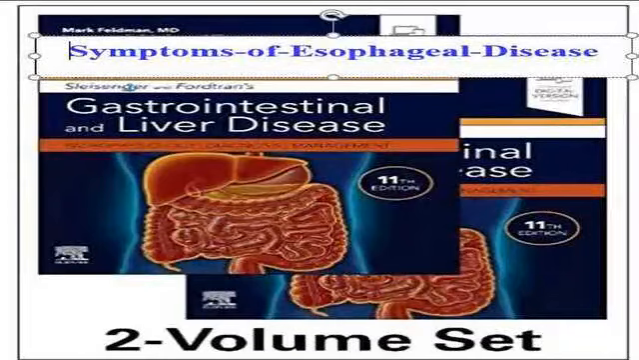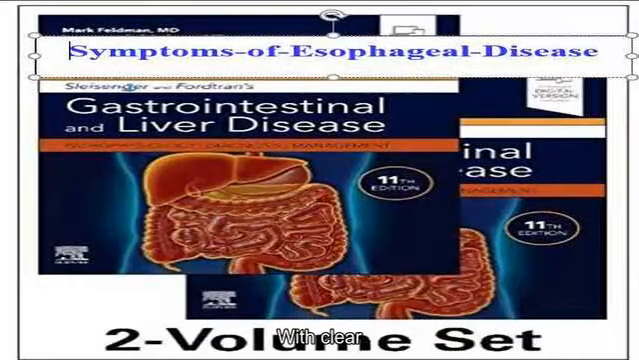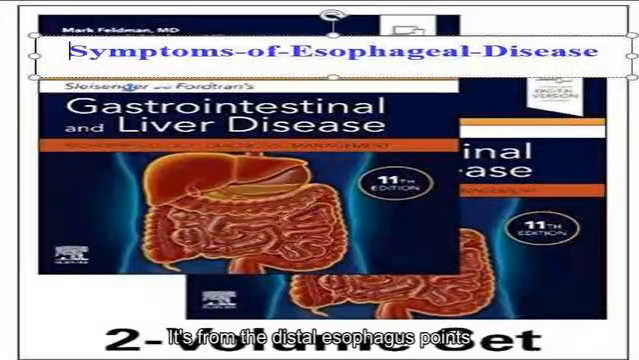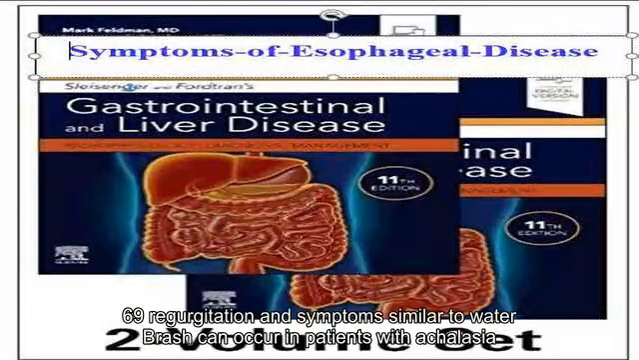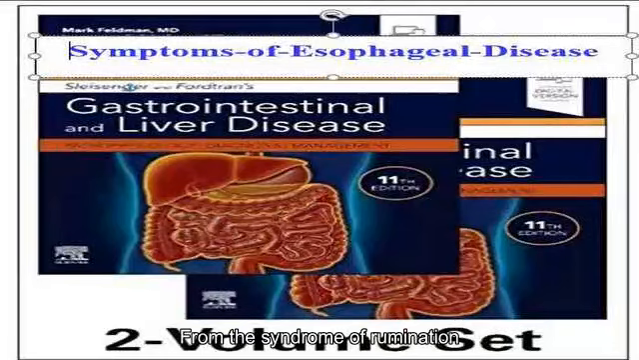See Chapter 15. Water brash is an uncommon and frequently misunderstood symptom that should be used to describe the sudden filling of the mouth with clear, slightly salty fluid. This fluid is not regurgitated material but is secreted from the salivary glands as part of a protective, vagally mediated reflex from the distal esophagus. Regurgitation and symptoms similar to water brash can occur in patients with achalasia, who may be misdiagnosed as having GERD. Regurgitation must be distinguished from the syndrome of rumination, see Chapter 15.